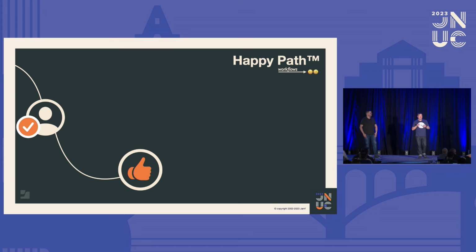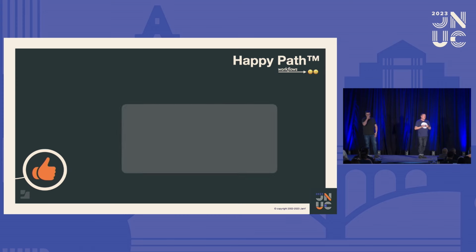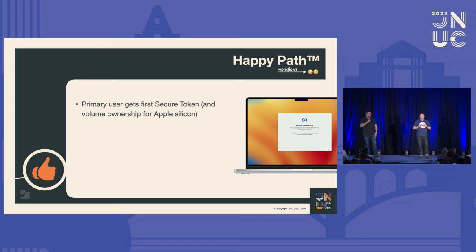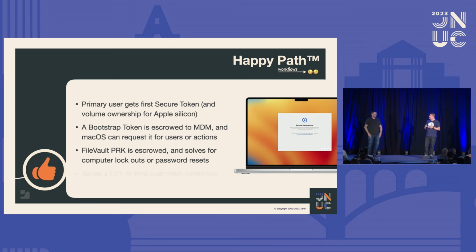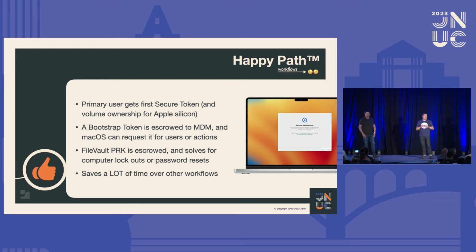When you do that, you're going to get a number of different benefits for each one of those things. Firstly, you're going to get the primary user with the first secure token and volume ownership. A Bootstrap token is escrowed. And then the FileVault key being escrowed is awesome for things like password resets, or if there's ever a scenario with local policy on an M1 and standard users that you need to repair, that can be done in recovery as well.